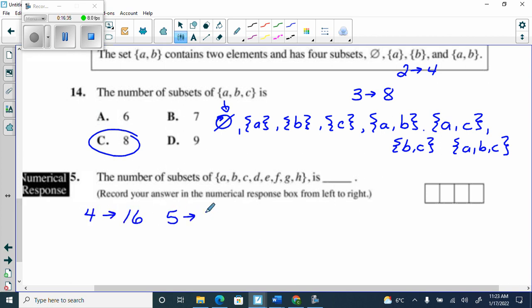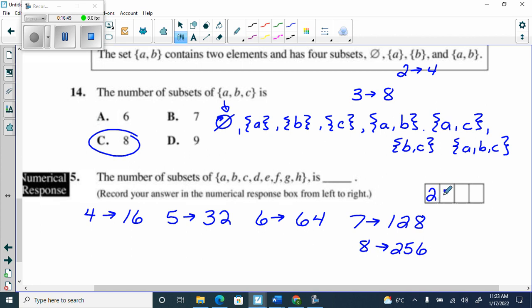5 letters, I'm going to have 32. 6, I'm going to have 64. 7, I'm going to have 128. And 8, I'm going to have 256. You can try and find all those subsets, but you're probably going to miss 1 or 2. Or 50.